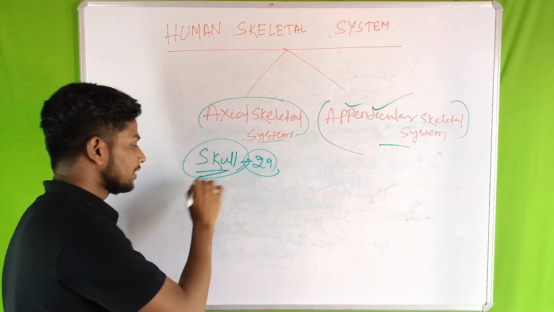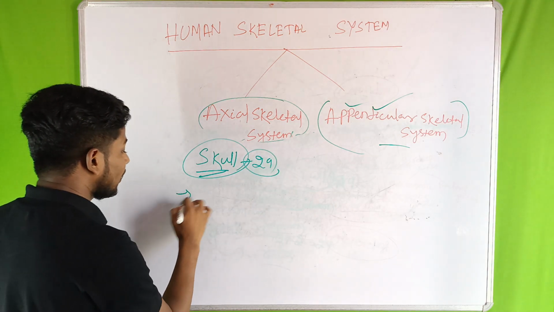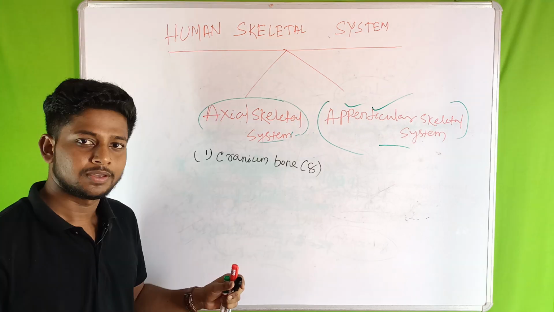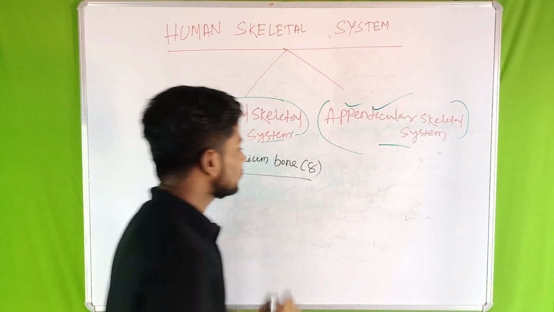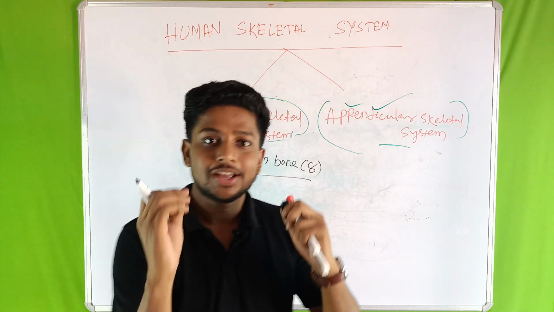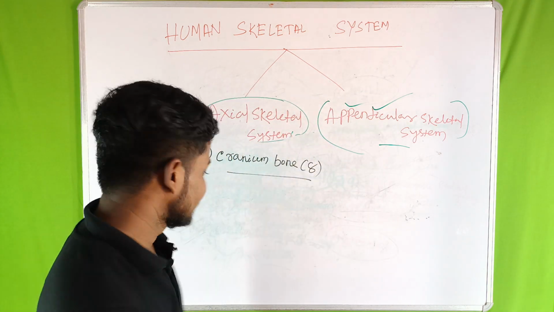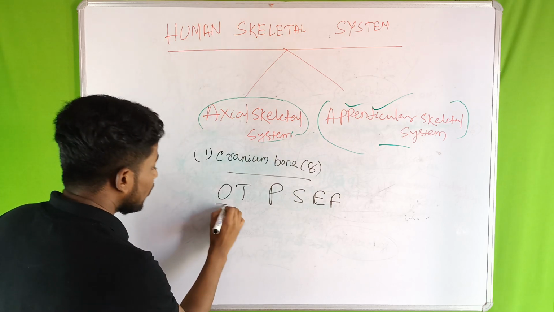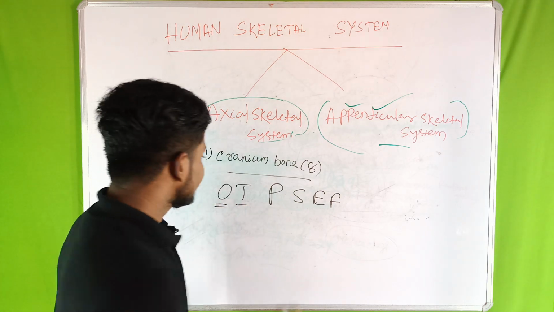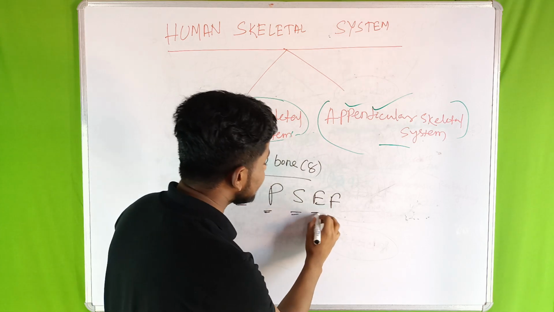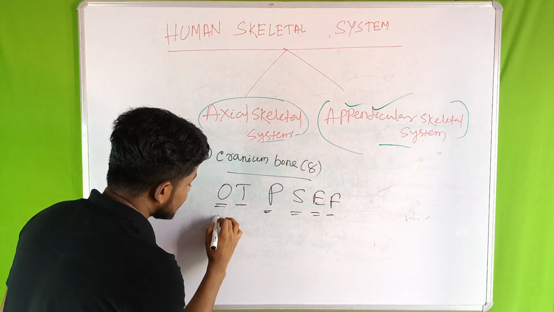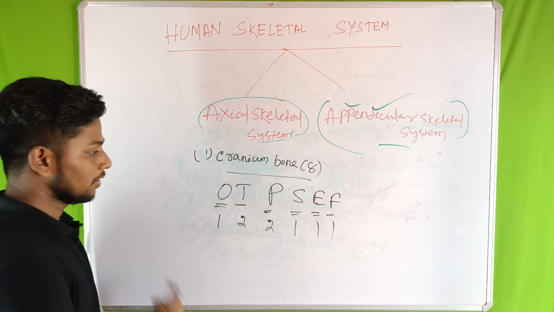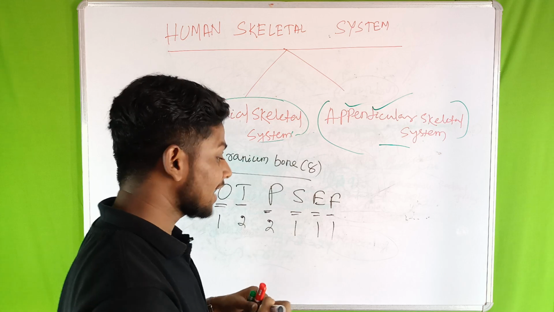This 29 bone is also divided into different parts. First is called facial bone. So now going to the cranium bone. The total number of cranium bones is 8. We will use an interesting trick to know the cranium bones. This is called OTP shape. O means occipital, T means temporal, P means parietal, S means sphenoid, E means ethmoid, F means frontal. Occipital 1, temporal 2, parietal 2, sphenoid 1, ethmoid 1, frontal 1. That makes 8. These are the cranium bones.